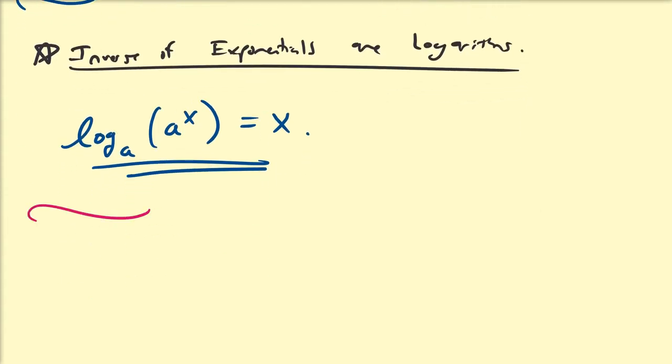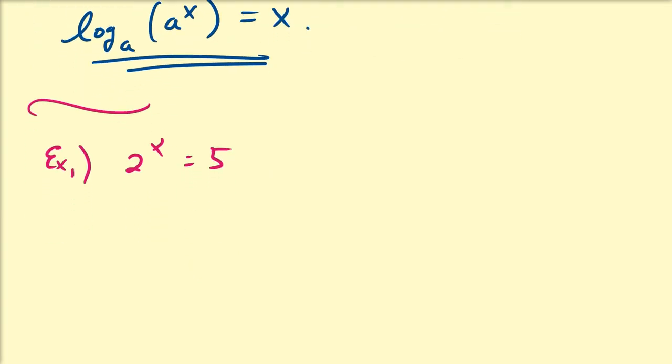So let us bring back that little example. So example 1, suppose we have 2 to the power of x is equal to 5. So we have an exponential function with a base of 2. So we need to introduce a logarithm with a base of 2 to both sides of this equation. So I'm going to take the log base 2 of both sides of this equation.